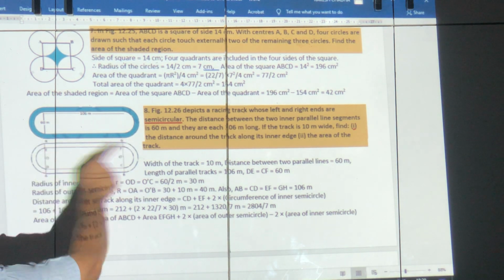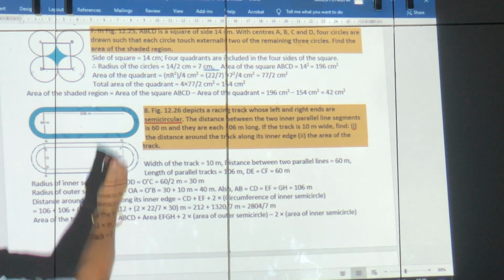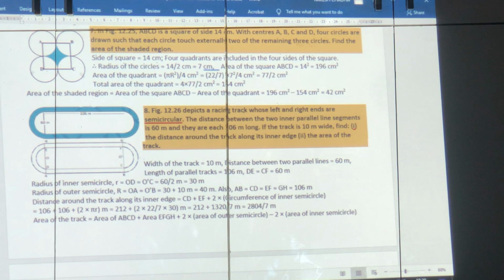Have a look at this, my friends. It's a racing track, and the ends are semicircles. The distance between the 2 inner parallel line segments is 60 meters. So very nice, they are 60 meters and the track is 10 meters wide.